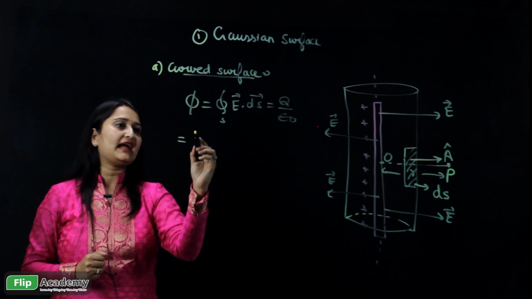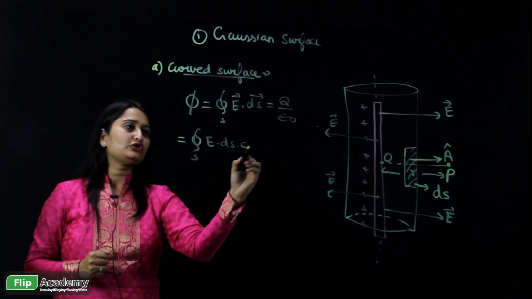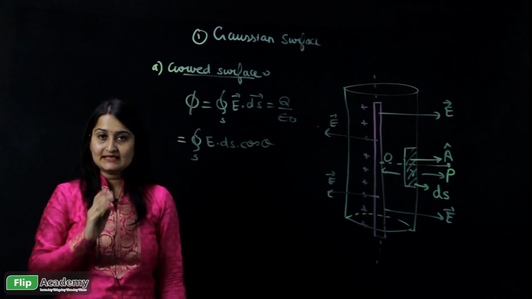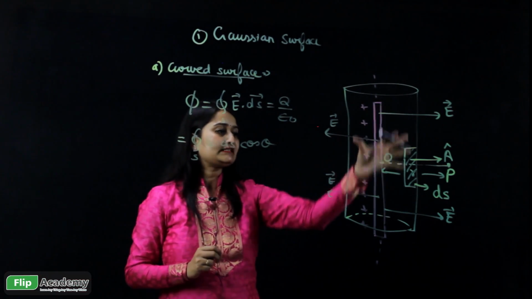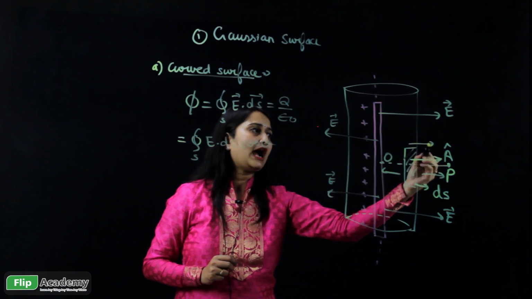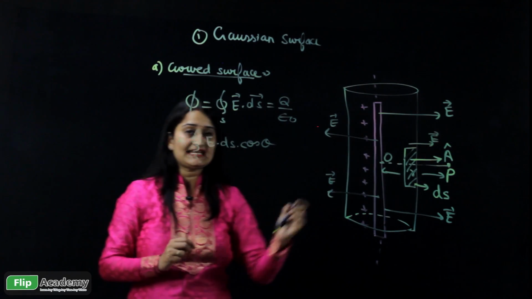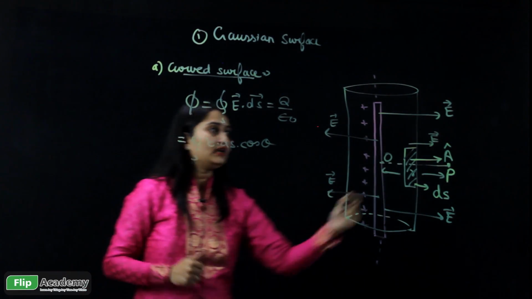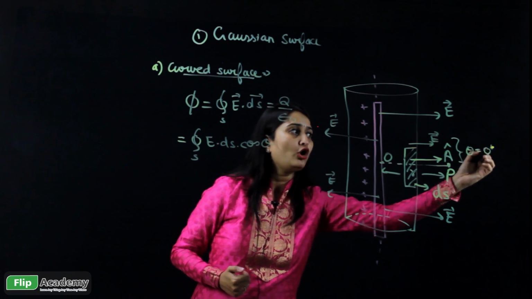Now, if we generalize this formula, it becomes the integral of E dot ds cos theta. This is all what we have studied about the flux. Now you can see this is the curved portion of the cylinder. The electric field is directed outward, and the area vector is also in the same direction. So what is the angle between E and A? Between E and A, the angle is 0 degrees.